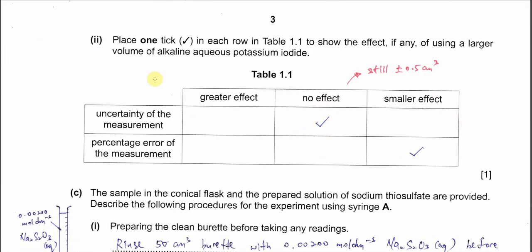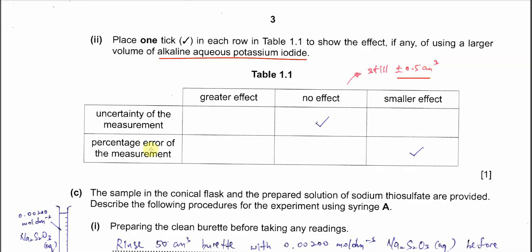Part 2. Place 1 tick in each row in table 1.1 to show the effect, if any, of using a larger volume of alkaline aqueous potassium iodide. So first, uncertainties of the measurement. This one has no effect at all, because if we use the same syringe A, the uncertainty is still the same, because the graduation never changed, right? So it has no effect. It's still plus minus 0.5 cm3.